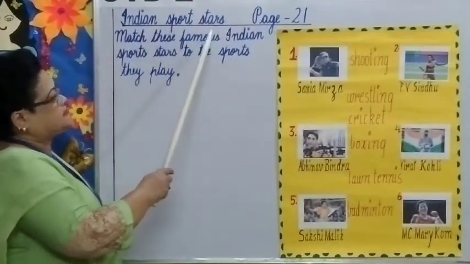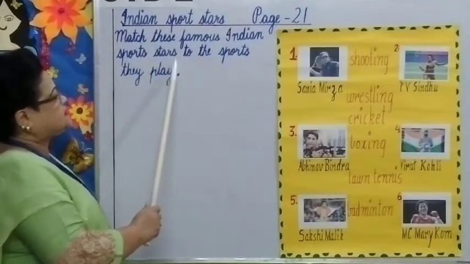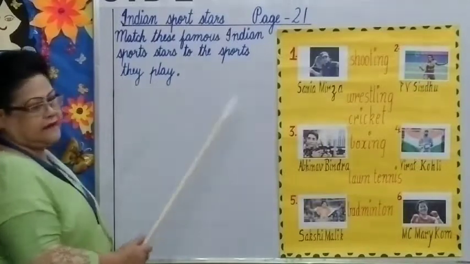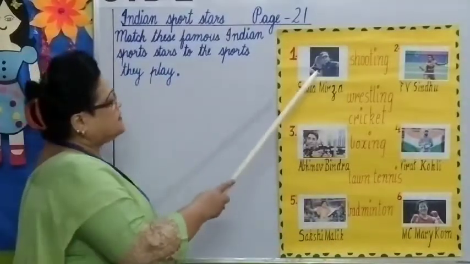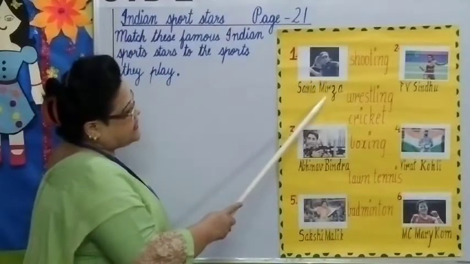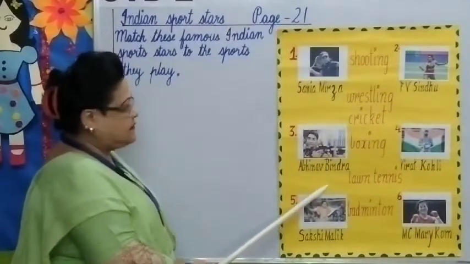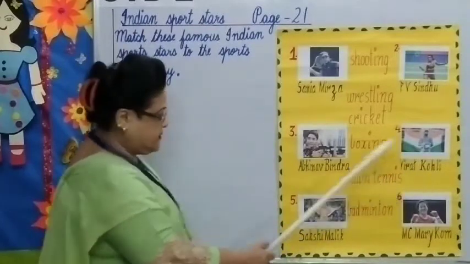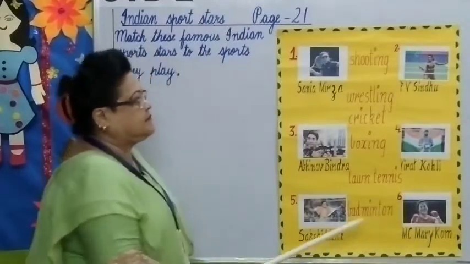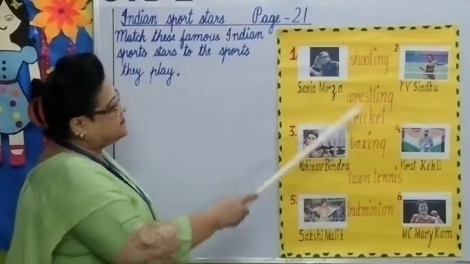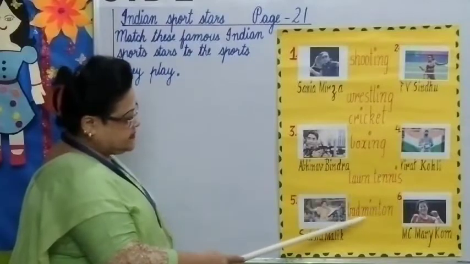Indian Sport Stars. Match these famous Indian sports stars to the sports they play. Children, first we will read the names of the sport stars. Number one, Sania Mirza. Number two, PV Sindhu. Number three, Abhinav Bindra. Number four, Virat Kohli. Number five, Sakshi Malik. Number six, MC Mary Kom. Now we will read the sports. Shooting, wrestling, cricket, boxing, lawn tennis, badminton.